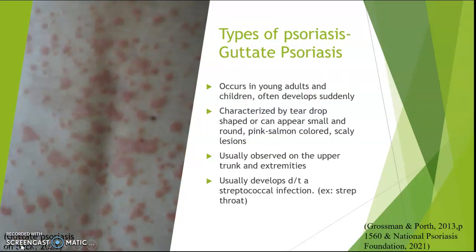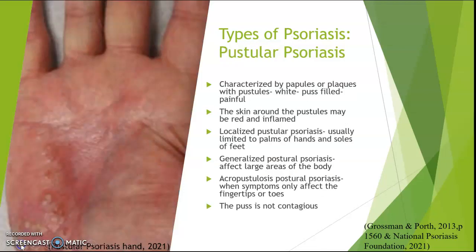Another type of psoriasis is guttate psoriasis, which usually occurs in children and young adults. It often develops suddenly because of a streptococcal infection. Usually it appears as teardrop or small and round lesions, which are pink to salmon-colored scaly lesions. It is mostly observed on the upper trunk and extremities, and here we can visualize an example of this type of psoriasis on the back.